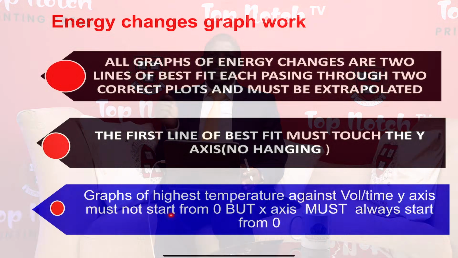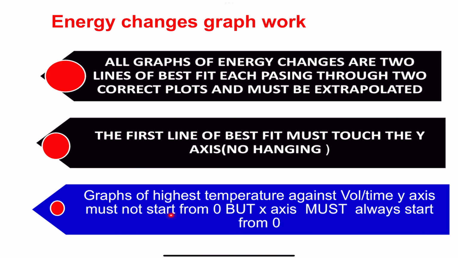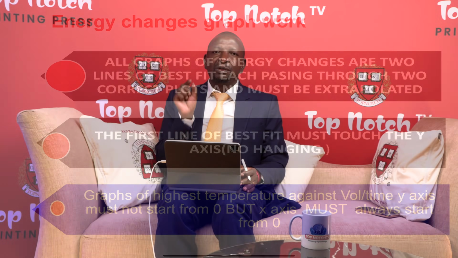The graph of highest temperature against volume, that is point number three. The y-axis must not start from zero, but the x-axis must always start from zero. Remember, we are either going to plot a graph of temperature against time, or temperature against volume. So the x-axis must start from zero because we always have the room temperature.